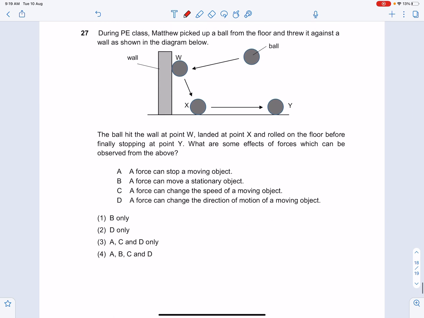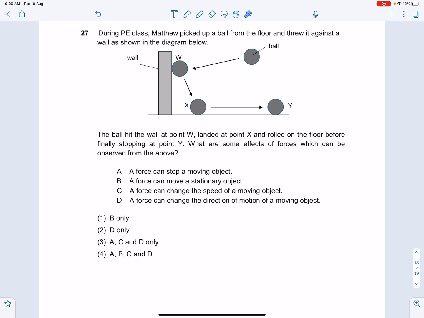Alright, question 27. During PE lesson, Matthew picked up a ball from the floor and threw it against the wall as shown in the diagram. The ball hit the wall at W and landed at point X and rolled on the floor. So he threw, hit the wall, went down, and it rolled, before finally stopping at Y. What are some effects of forces that can be observed below?